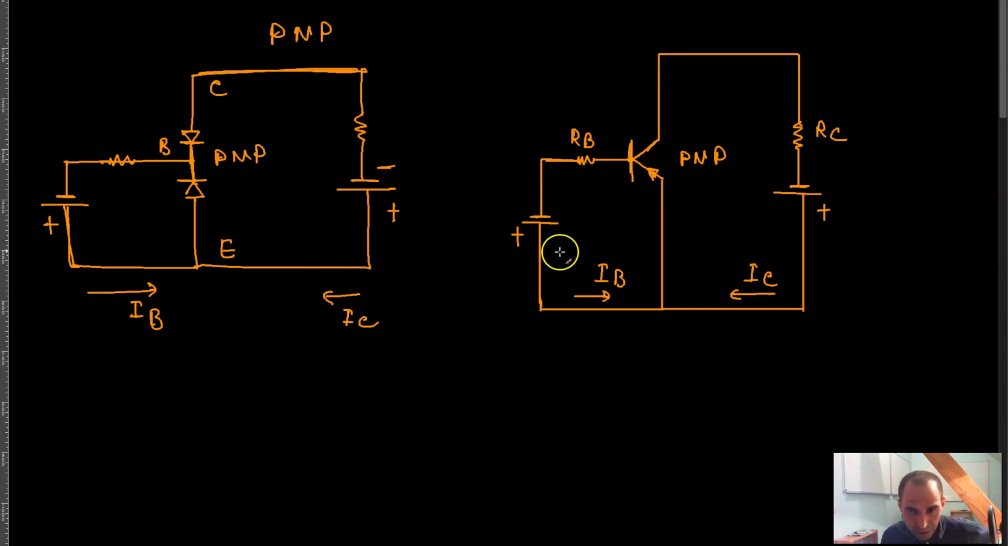And again, the same principle works here, meaning that the base current is causing the collector current to flow in the circuit. Otherwise, if you didn't have the base current, you would not have the collector current flowing in the circuit, right?